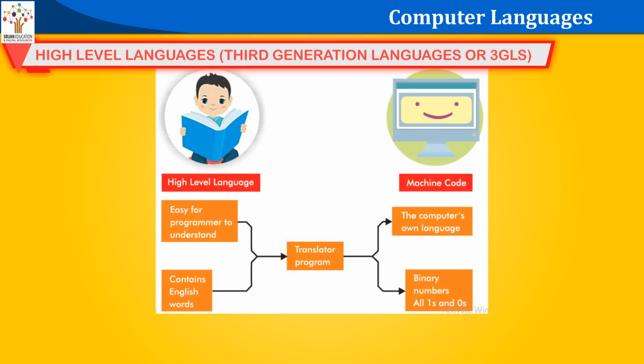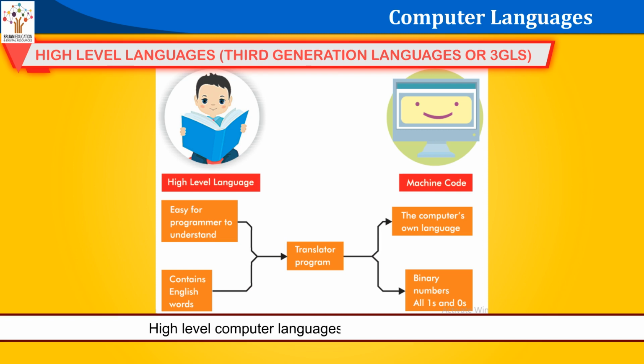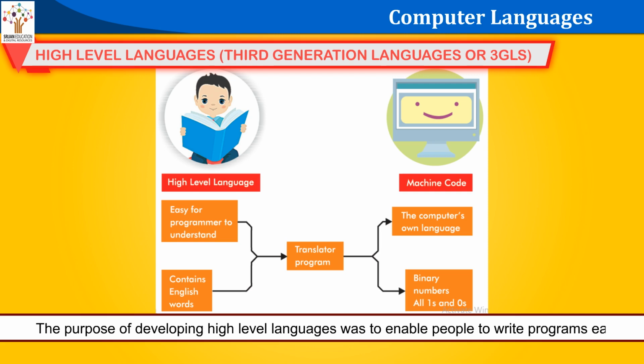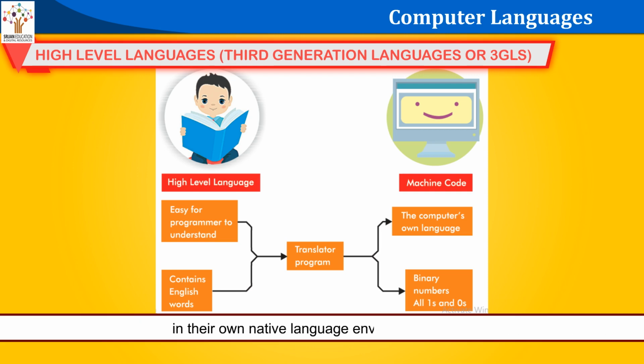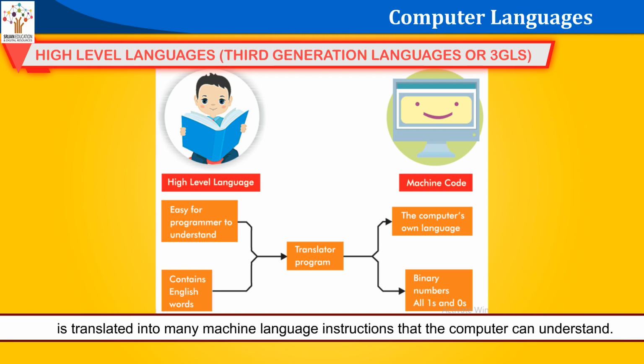High-level languages. Third-generation languages or 3GLs. High-level computer languages use formats that are similar to English and are machine-independent. The purpose of developing high-level languages was to enable people to write programs easily in their own native language environment, English. High-level languages are symbolic languages that use English words and or mathematical symbols rather than mnemonic codes. Each instruction in the high-level language is translated into many machine language instructions that the computer can understand.